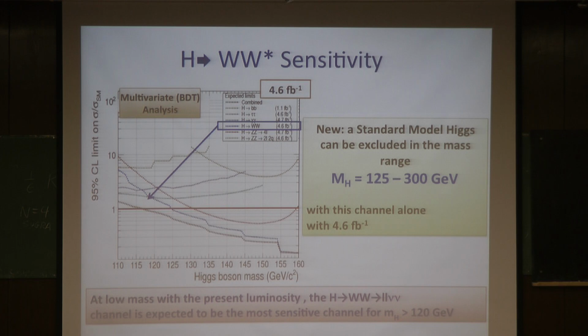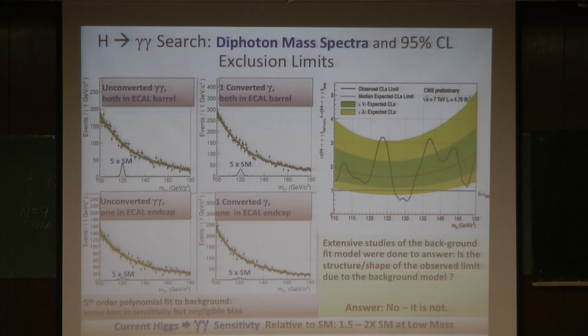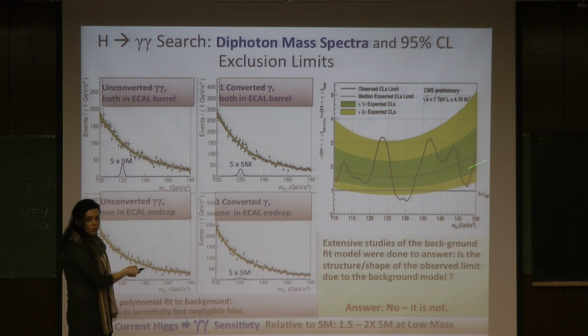The expected, with 4.6 inverse femtobarn, the expectation, yes? The previous. The wiggles, you mean?